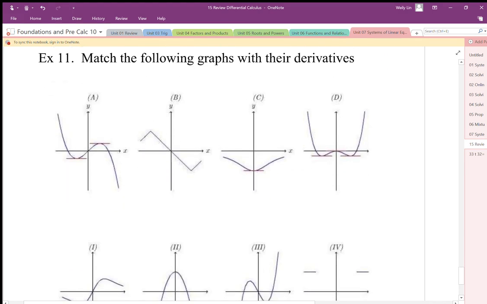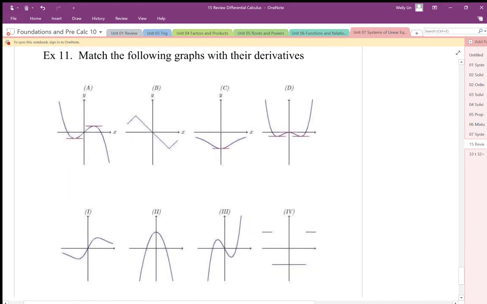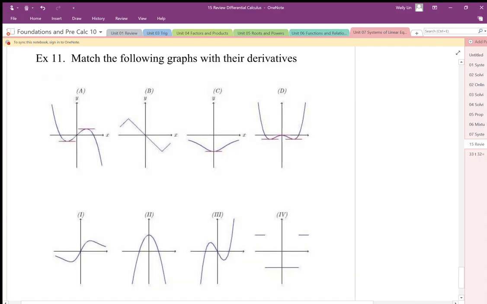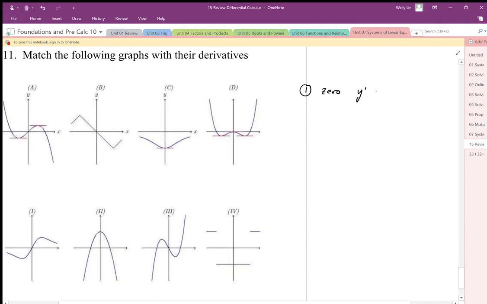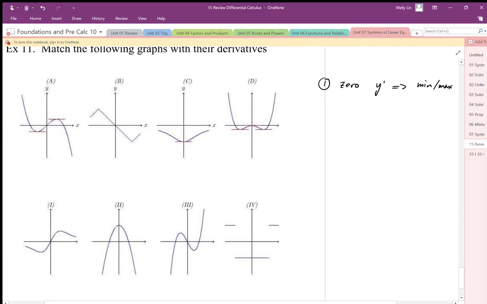Lastly, here we have matching graphs with their derivatives. The main ideas for matching graphs with their derivatives are some key points. One of them is we want to know where zeros of the derivative are the min and max points. So zeros relate to min and max. Wherever we have a 0 or a min and max is vice versa, right? It goes both ways. So the min and max of the y function.